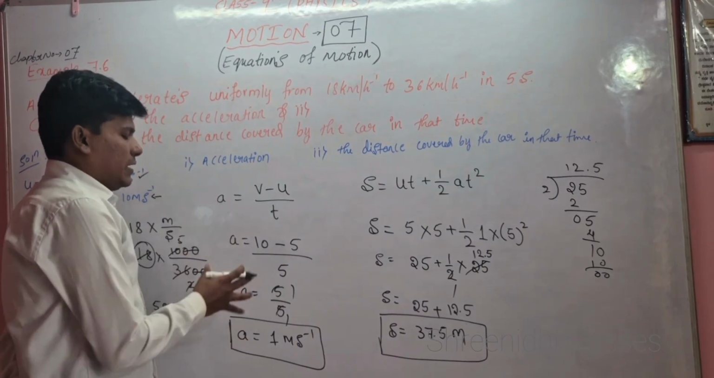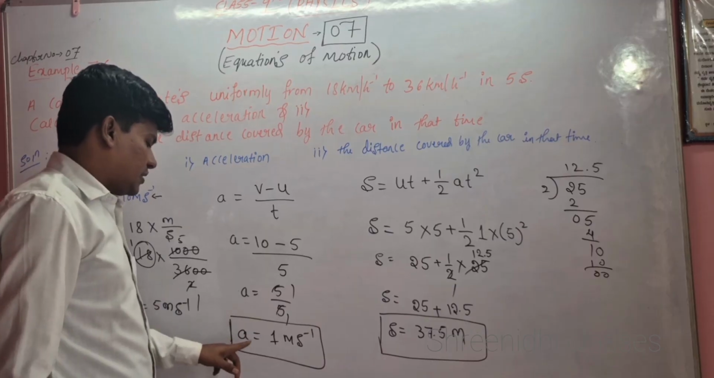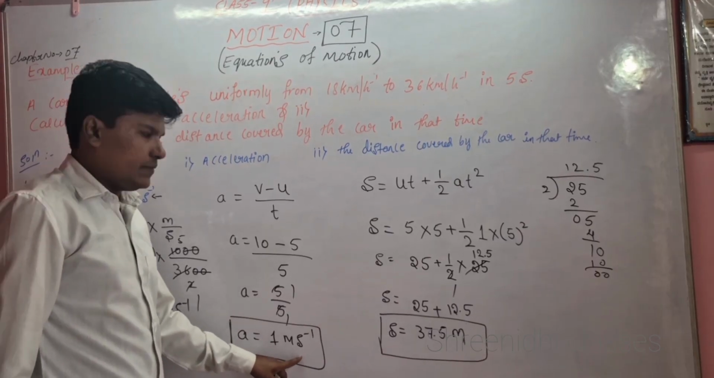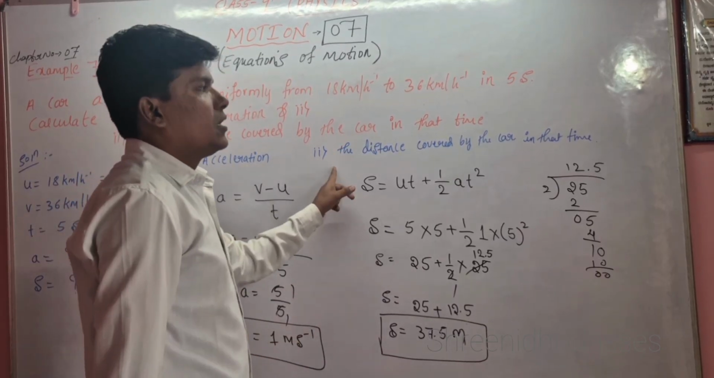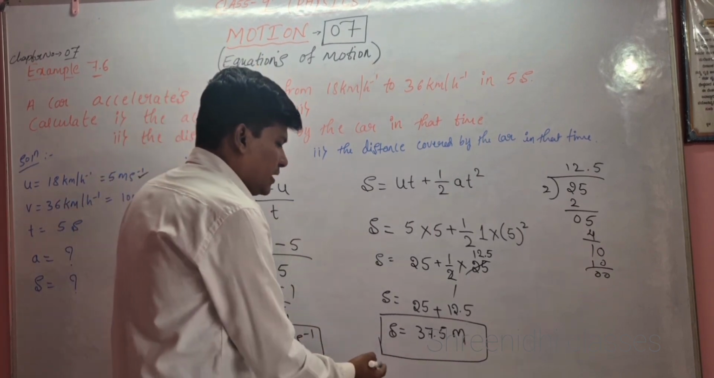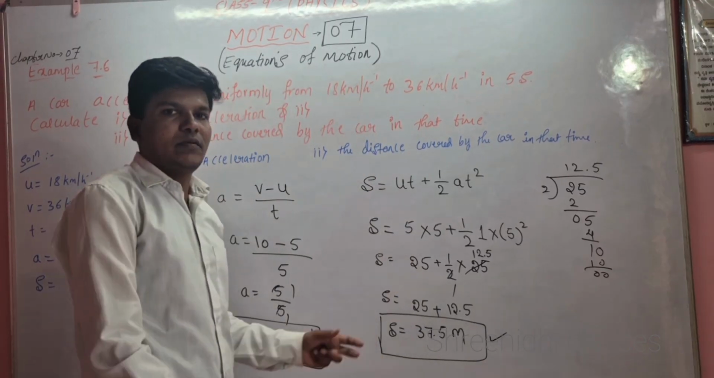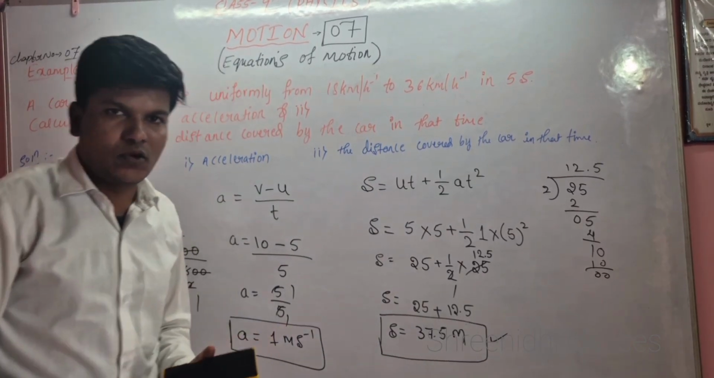Now we have taken here, when how much acceleration will be taken? The acceleration is taken 1 meter per second, and the distance covered by the car in that time, how much the distance it will be covered? It will be covered 37.5 meter. This is our final answer. Okay, thank you.